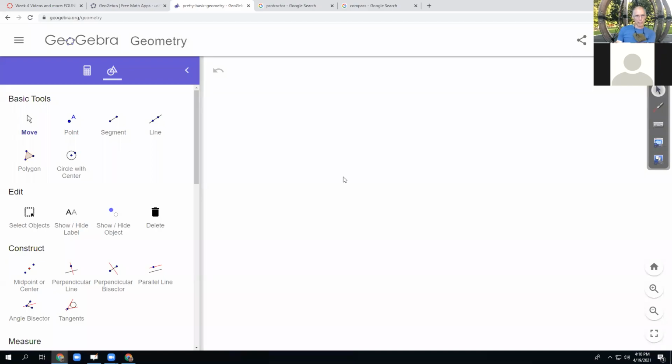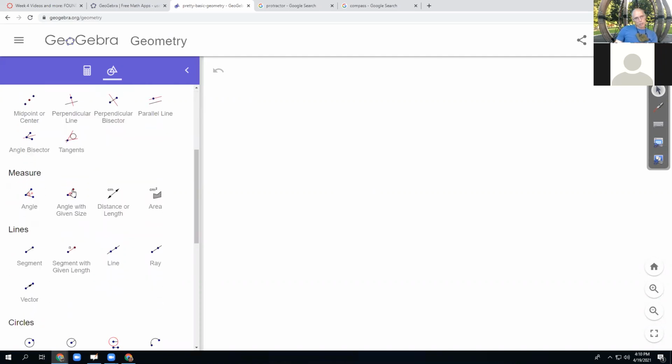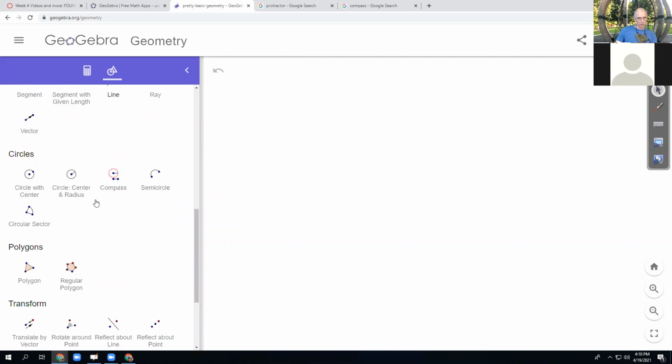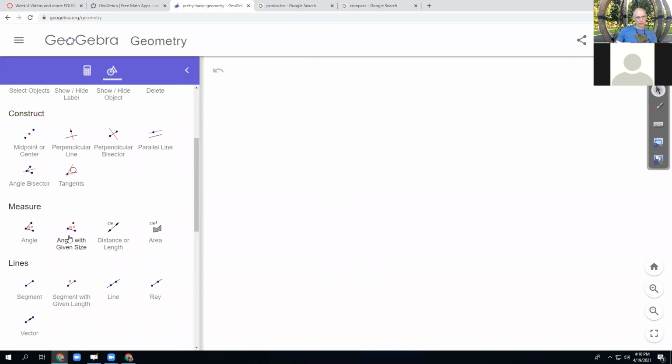We're going to play around with making complementary angles. So I think the easiest way to do this would be with the angle of a given size tool. And there are many other ways because there's so many different tools here. So I'm going to choose that one.